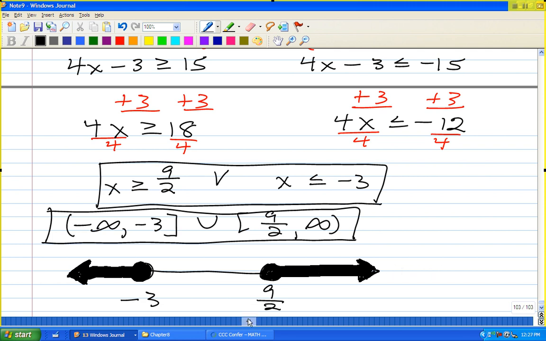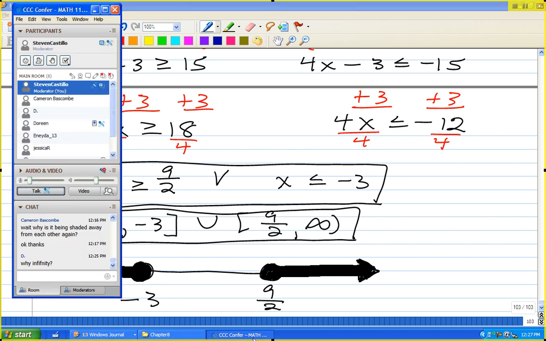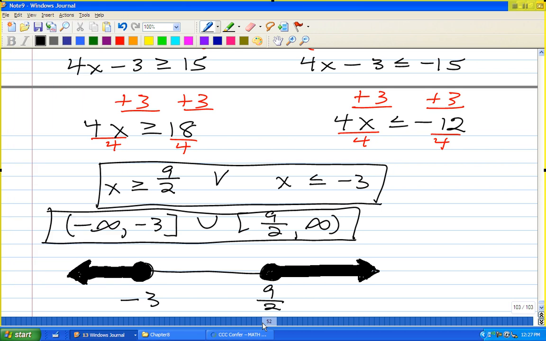So if you look at the graph here, you can see that it goes from negative infinity to negative 3, from 9/2 to infinity. Because x's are always less than or equal to negative 3, and x's are always greater than or equal to 9/2. Okay.